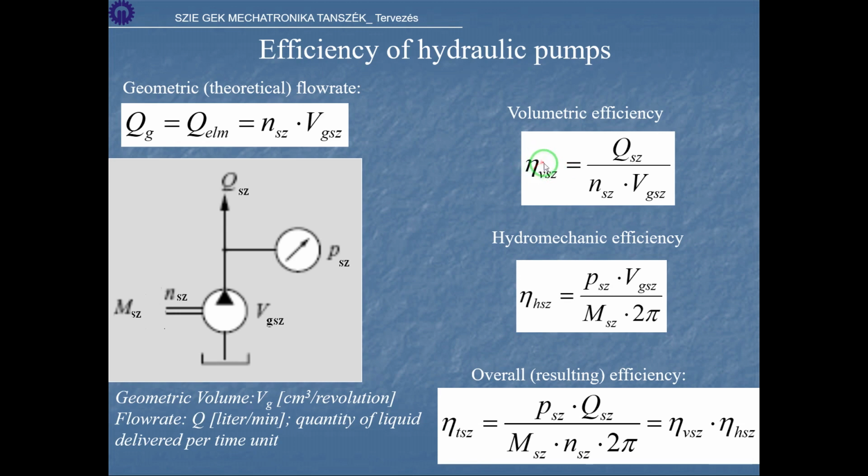So the volumetric efficiency of the pump is equal to Qs, which is the provided flow rate, divided by the theoretical flow rate. So I can measure the flow rate which is provided by the pump, and I can simply calculate how much it would theoretically provide.